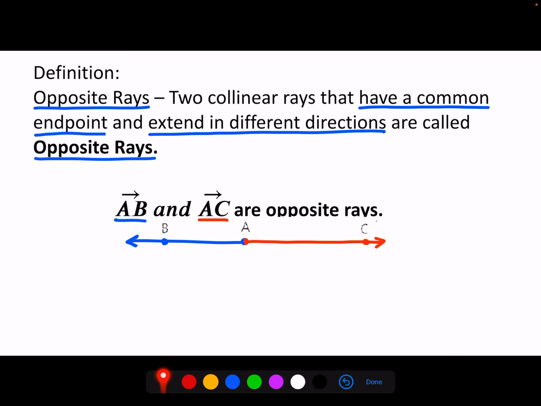So, if we look down here, I have ray AB in blue, and I have ray AC in red. AB and AC are opposite rays because they share a common endpoint of A and they're going in different directions. Oftentimes, lines can be considered opposite rays if they have 3 points on them. You can choose any of those points to create opposite rays out of. So keep that in mind. Opposite rays are often created when you see lines, and they're often going to be shown with those.